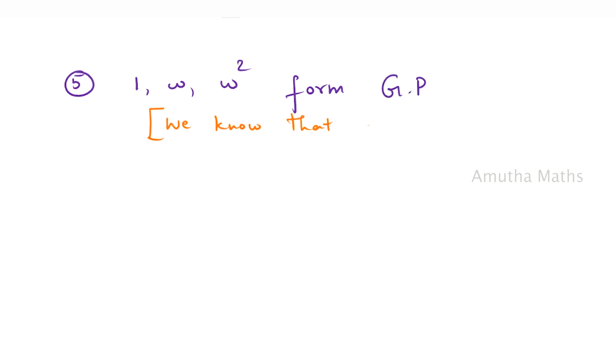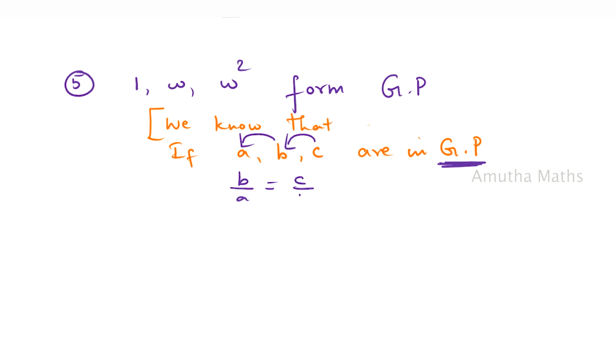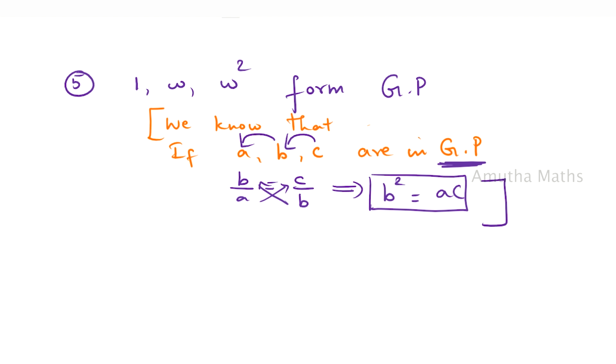See, we know that if A, B, C are in GP, then second term by first term is equal to third term by second term. That is, B by A is equal to C by B. Which implies, if you cross multiply, B square is equal to AC. If A, B, C are in GP, then we get B square is equal to AC.